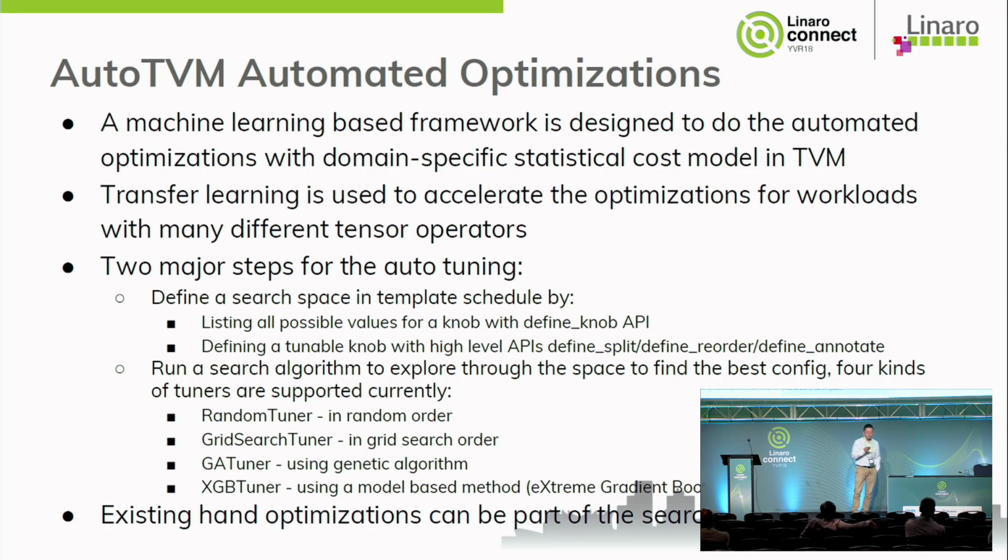Okay, and the most advanced one here, the one with the best performance among these tuners, I think is the XGB tuner, which is the extreme gradient boosting algorithm. I think this is also an open source project from Tianqi, if I remember correctly. And with this automated optimization mechanism, our existing hand optimization can be part of the search space. So your previous work can still be leveraged to make sure that the optimization effort can still be used.